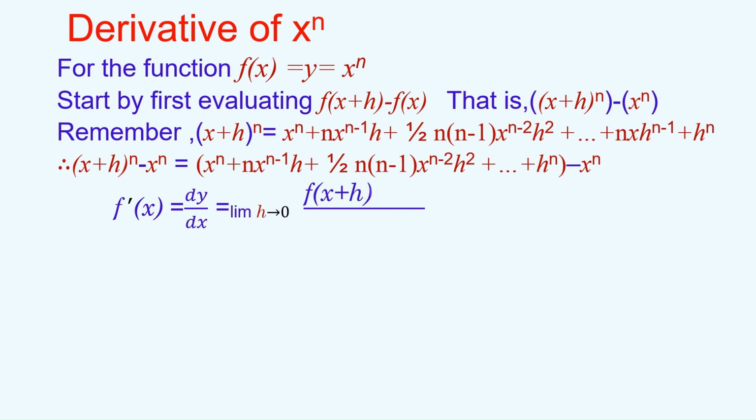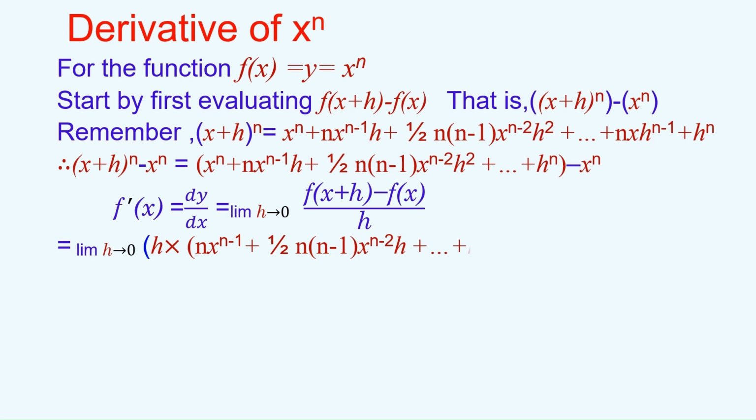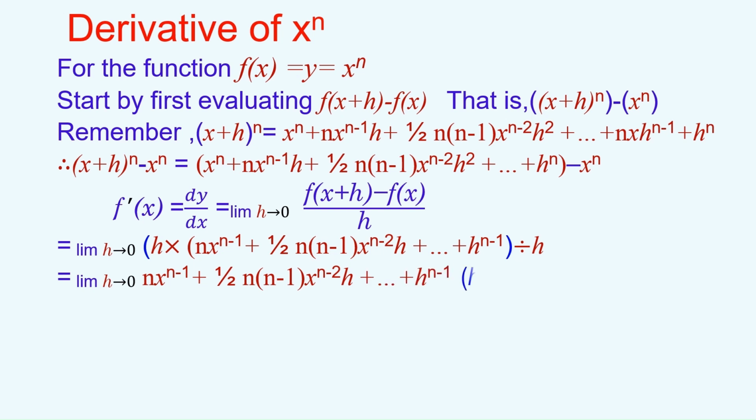f'(x) = dy/dx = limit as h tends to 0 of [f(x+h) - f(x)]/h = limit as h tends to 0 of h times (n x^(n-1) + 1/2 n(n-1) x^(n-2) h + h^(n-1)) divided by h = limit as h tends to 0 of n x^(n-1) + 1/2 n(n-1) x^(n-2) h + h^(n-1).